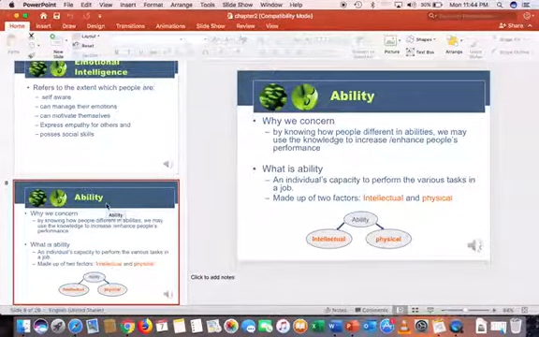What is ability and why is ability important in individual behavior? If we understand the ability of a person, then it is very easy for us to know where to locate him.